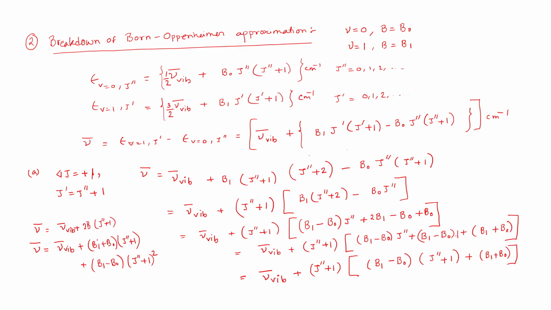So actually these B1 and B0 are not that much different. What do you expect, which one is bigger, B0 or B1? What is B? B is the rotational constant, can you tell me what is B? H by 4 pi square or 8 pi square, 8. I actually forgot. Do you remember? Can you tell me what is B?